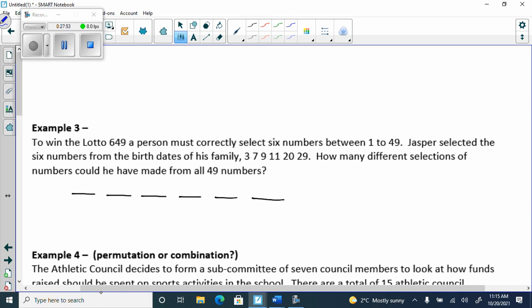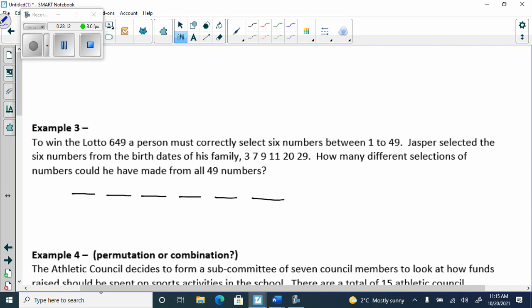6 numbers. Jasper selected the 6 numbers for the birthdays of his family: 3, 7, 9, 11, 20, 29. How many different selections of numbers could he have made? So he made 1 selection. It was 3, 7, 9, 11, 20, 29, which is actually more important for probability, which we're not asking. They just want to know how many different combinations he could have had.